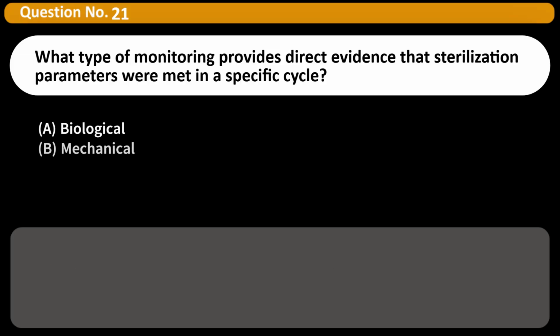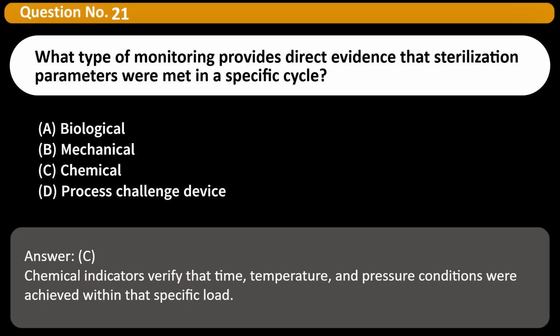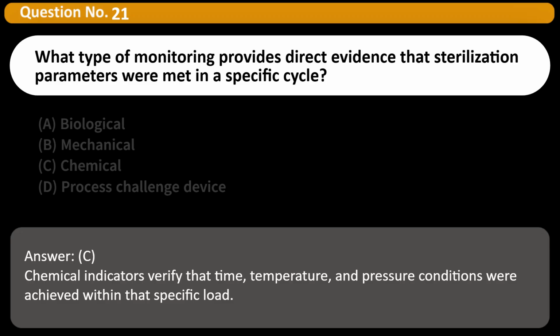What type of monitoring provides direct evidence that sterilization parameters were met in a specific cycle? A. Biological. B. Mechanical. C. Chemical. D. Process challenge device. Answer: C. Chemical indicators verify that time, temperature, and pressure conditions were achieved within that specific load.